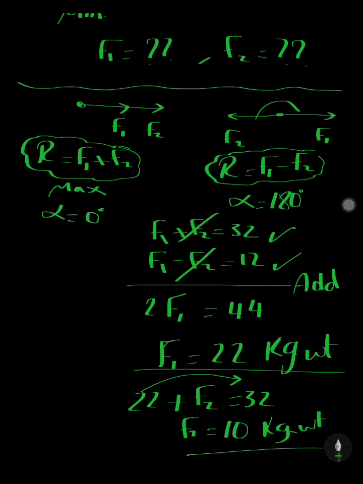Now we have found the magnitude of each of the two forces. Also, we want to find the angle between the two forces, alpha. We have F1 equal to 22 and F2 equal to 10. Also, we have the resultant of the two forces.